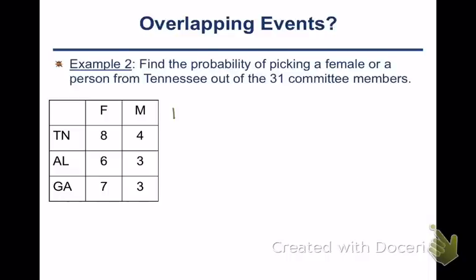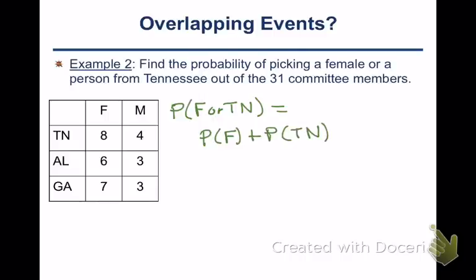So we're going to find the probability, P of finding someone who is a female or from Tennessee. That would be the probability of finding females plus the probability of people from Tennessee. Now the question is, are they mutually exclusive? Is there overlap? Can a person be a female and from Tennessee? And the answer should be yes. So this is this section right here. This is where they overlap.